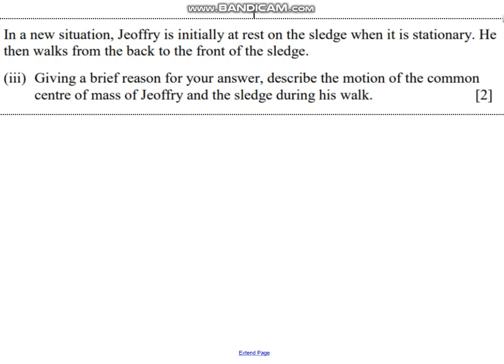Alright, moving on to part 3. This is a wordy one. The centre of mass remains in the same position since there is no external force present in the horizontal direction. Okay, so centre of mass remains the same.